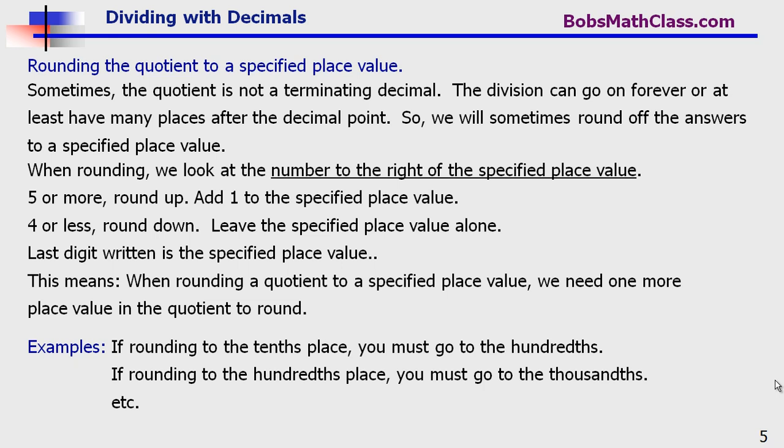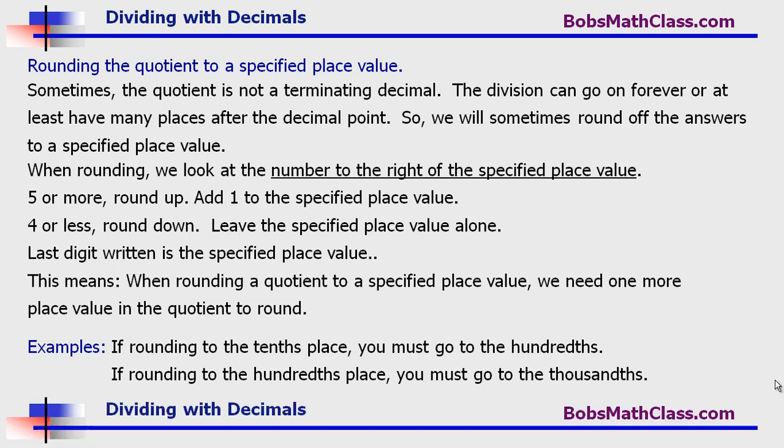If you're rounding to the tenths place, you have to go to the hundredths place because we need to know if we're going to round up or round down. If you're rounding to the hundredths place, you must go to the thousandths place. Again, to decide whether to round up or round down, etc. If you're going to round to the thousandths place, then you've got to go to the ten-thousandths place. So this just goes on.